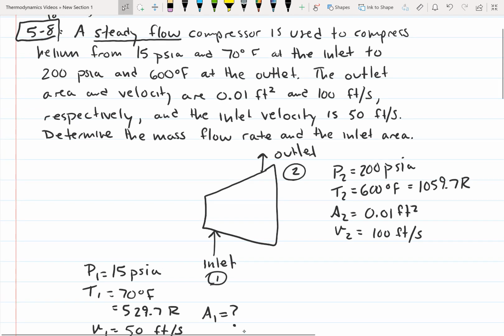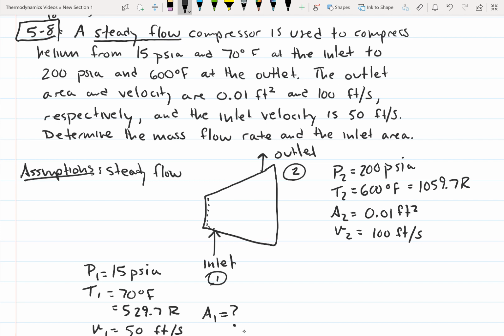One thing that we want to look at is to list some assumptions right now. It tells us that this is a steady flow problem. What steady flow means is that the mass inside the control volume isn't changing with time. We should specify that this is our control volume. So basically dm_cv/dt is equal to 0.